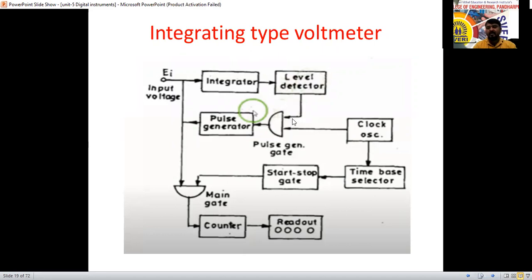For this pulse generator gate, it has taken two inputs, one input is the level detector, another one is the clock oscillator or time. So this clock oscillator, it will give to the time based selector switch. That is next it is going to do that one. It has to give the start or stop gate of the main gate options here now, open or close, with the pulse generator signal here. With the pulse generator signal it has to give to this main gate only.